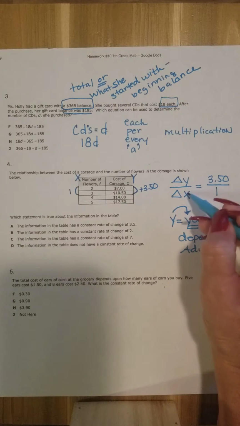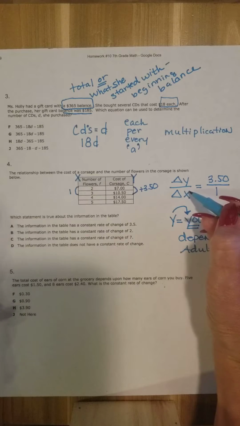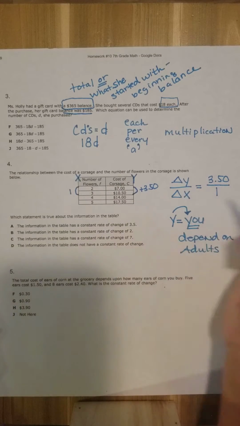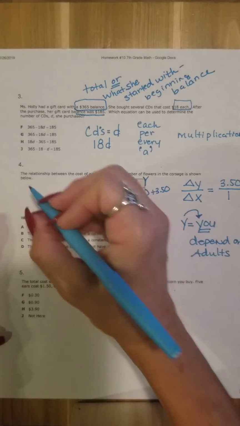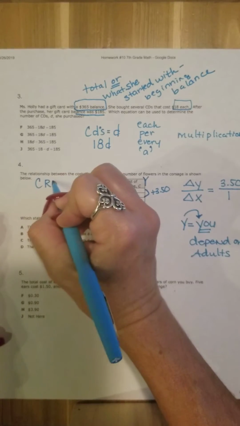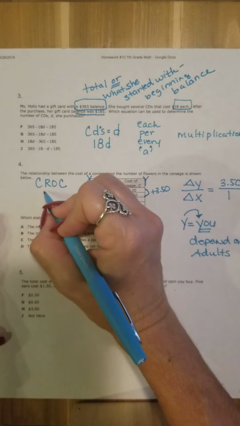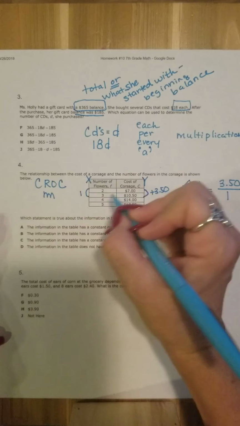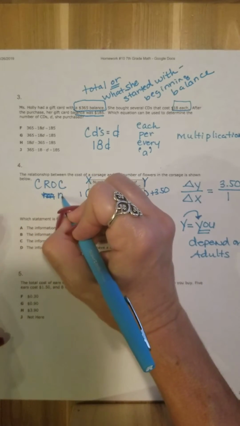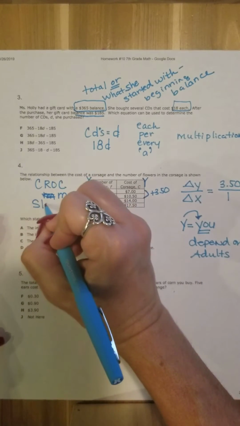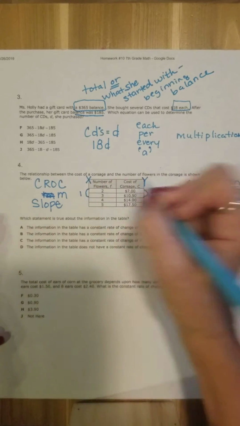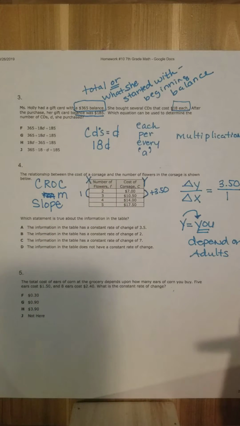Okay. Remember, this has many names. This is called change in Y over change in X. It's also called our CROC, or a constant rate of change. It's our M. It's our slope. It's our rise over run. Remember, we learned that in class.